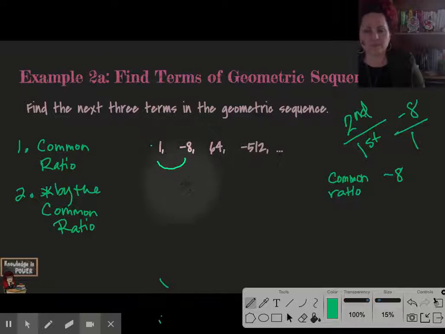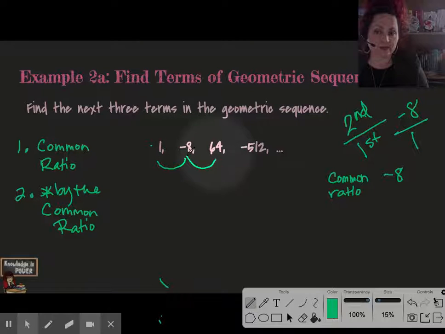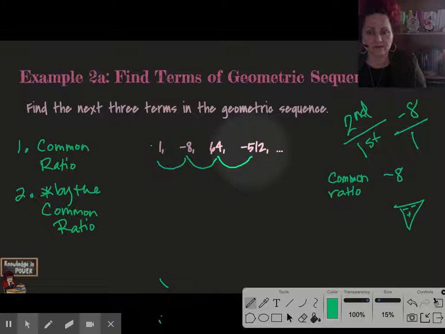1 times -8, -8. Great. -8 times -8, positive 64. Yes. And if you need to, go back to Nacho Dude. Remember that guy? Okay. Negative times a negative is a positive. We're going to multiply this again by -8. And according to my calculations, it does work. So every time we're multiplying by -8, this is definitely geometric. Yay. But that's not really what they were asking for, right? They said, what are the next 3 terms?